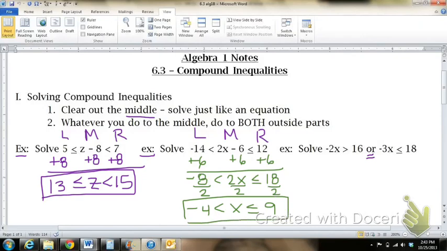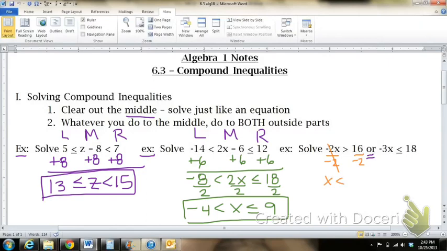Now how do I do one where I have the or in the middle? So what I need to do is I'm going to treat them as two separate problems. And the or will come into play when we go to graph, which we're going to do in just a minute. So first we're going to solve them as two separate problems. Negative 2x is greater than 16. I'm going to divide both sides by negative 2.